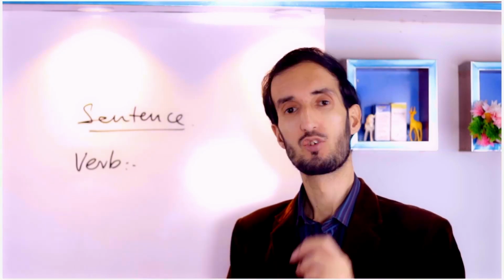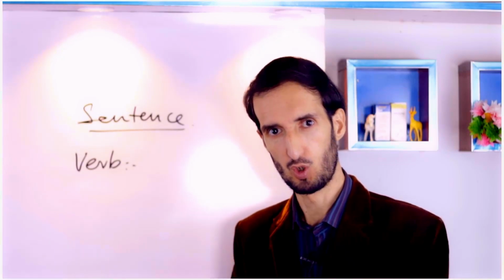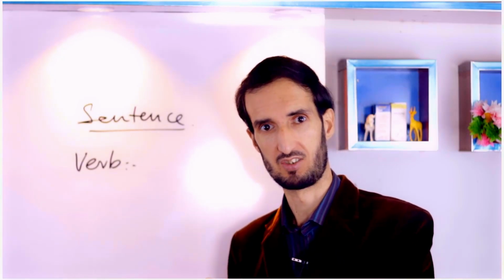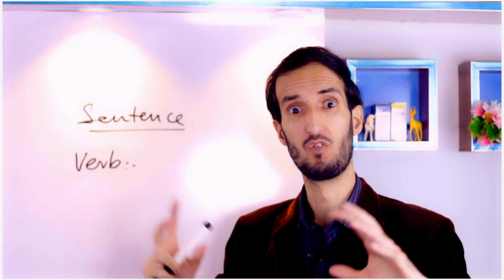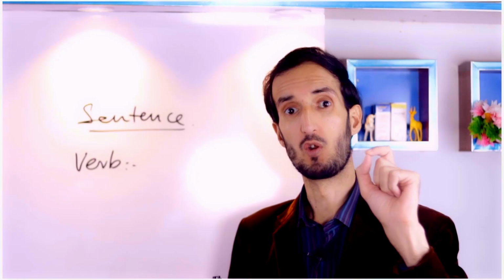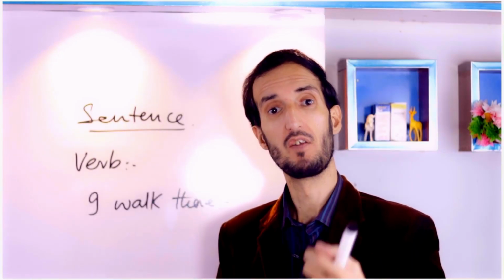Object is optional here. So subject and verb, right? So if you know subject and verb, you can make a sentence. Once again, what the sentence is? As I said before, a sentence is a group of words. Means there is more than one word.